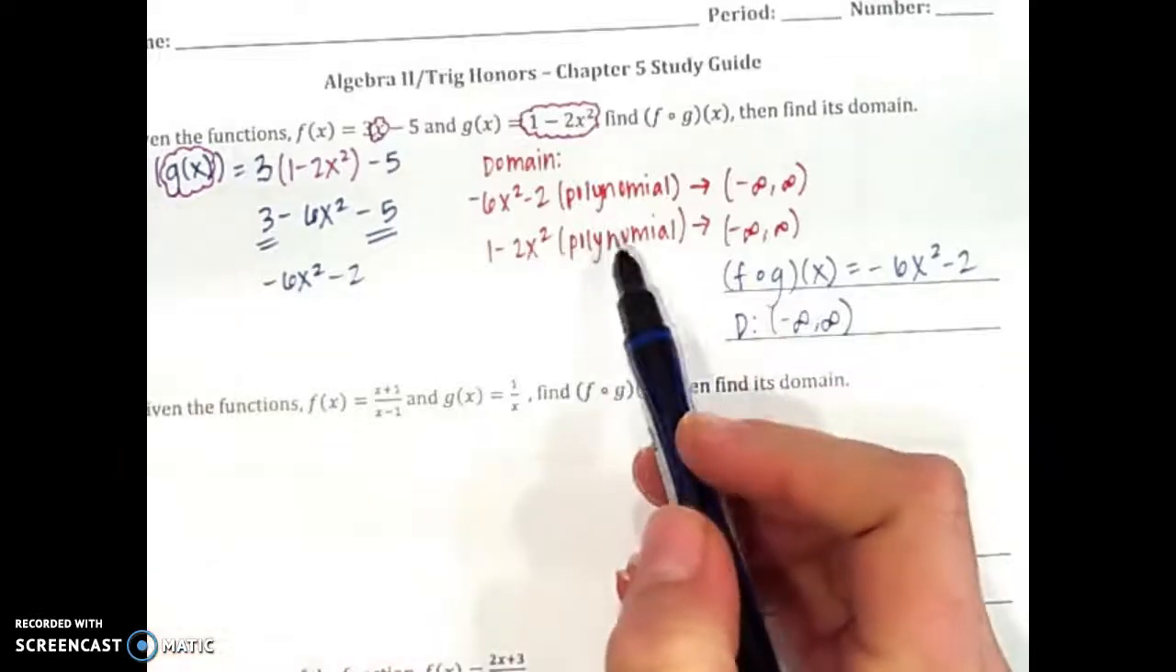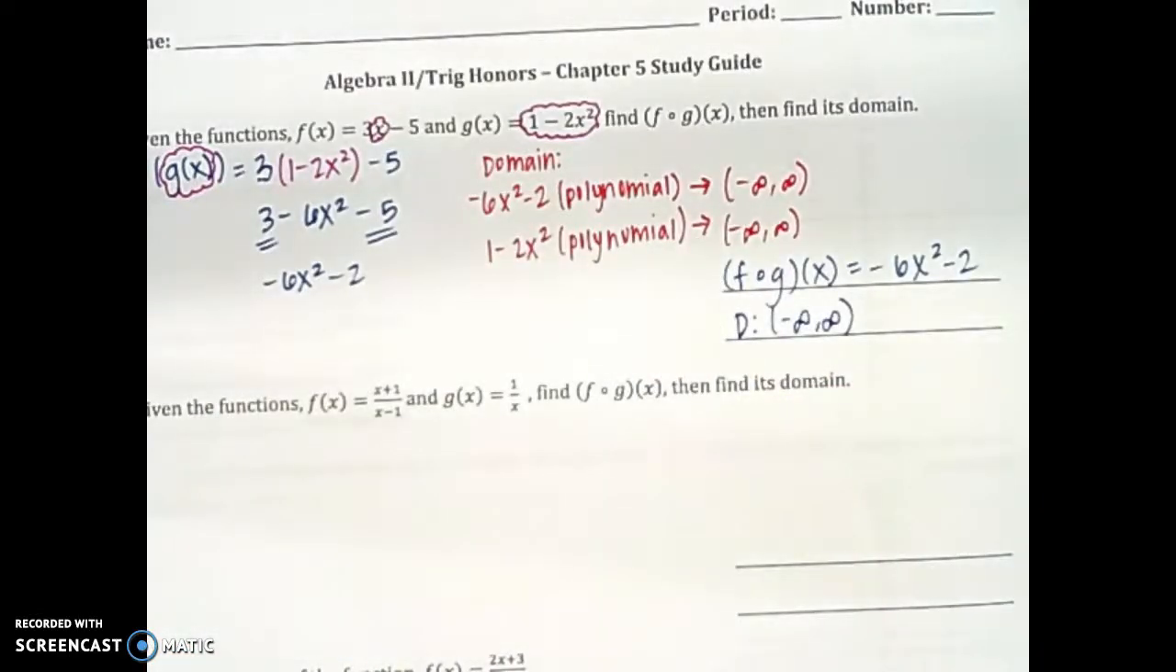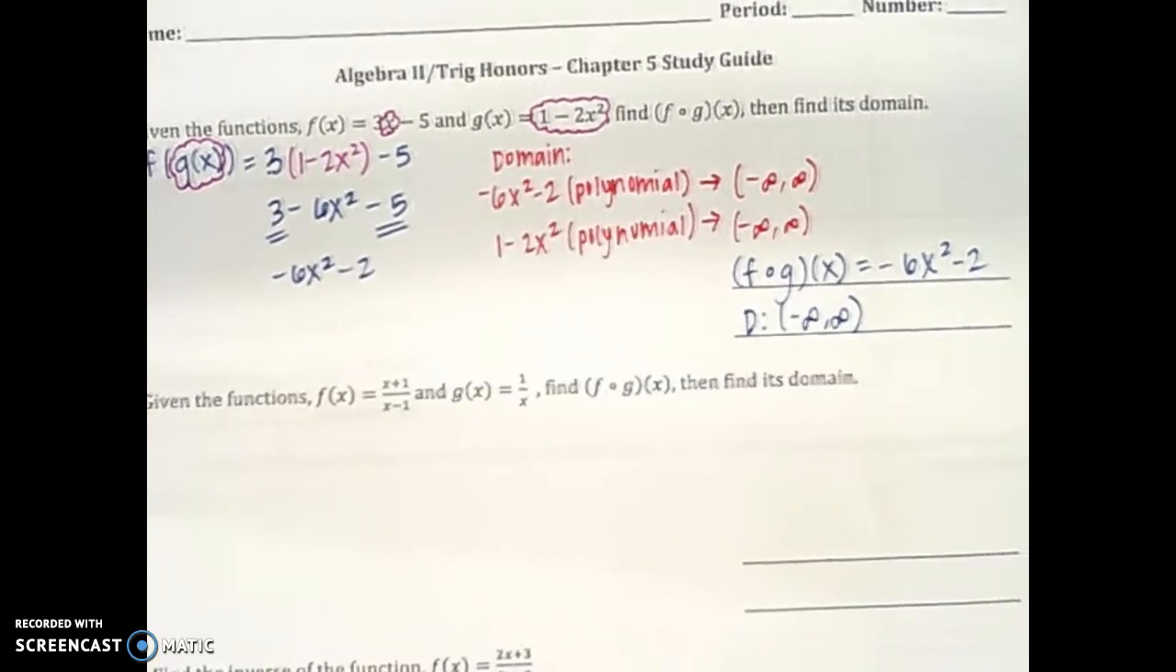Do you need to write this out on your test? If they were both polynomials, no. I just wrote it so you can see my thought processes there. And that does it for number 1.